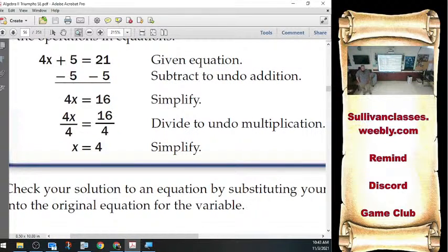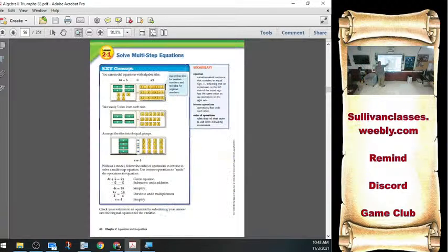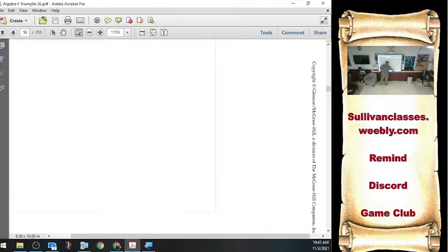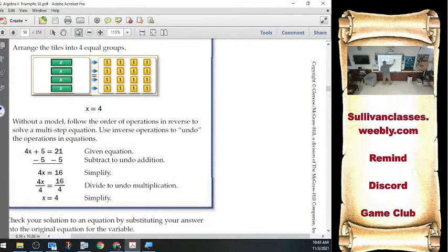The rules for solving equations. Right next to this, you got this little area right here. I'd like us to write down some rules.